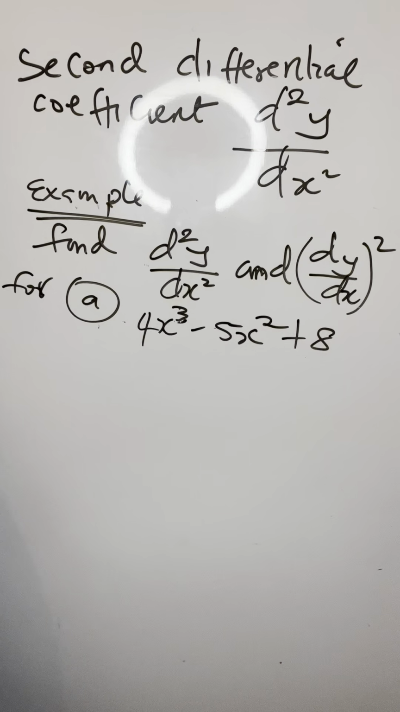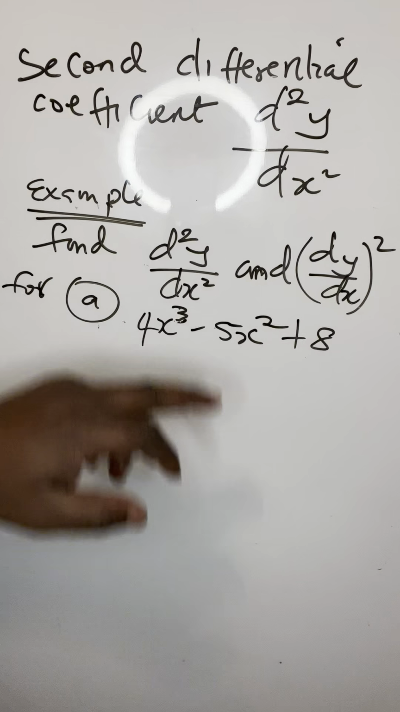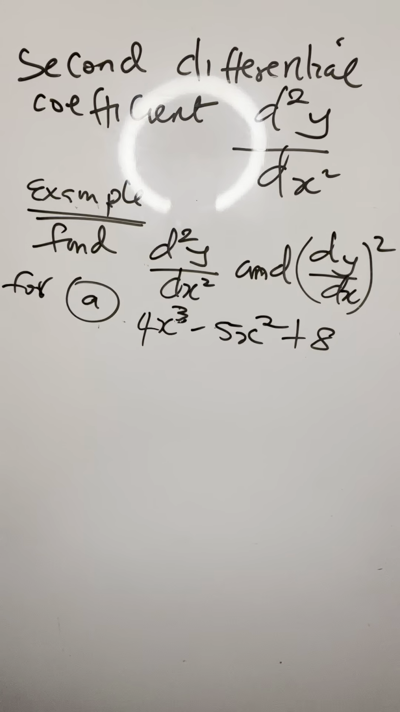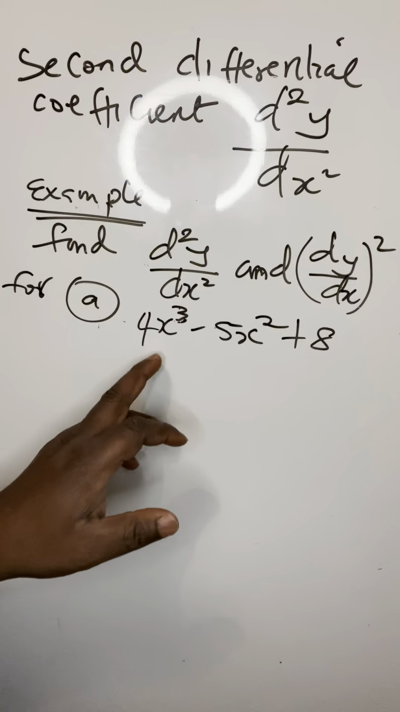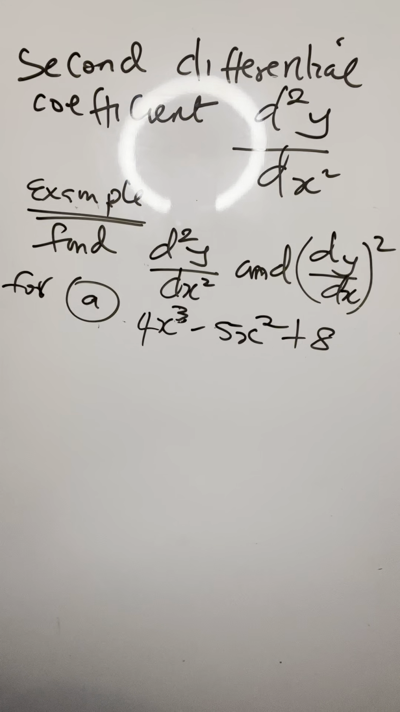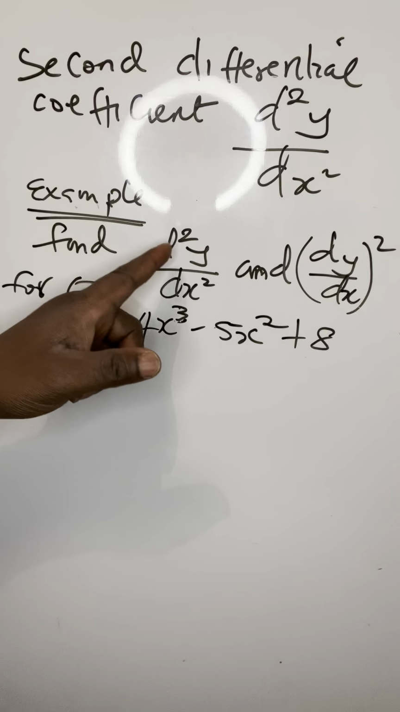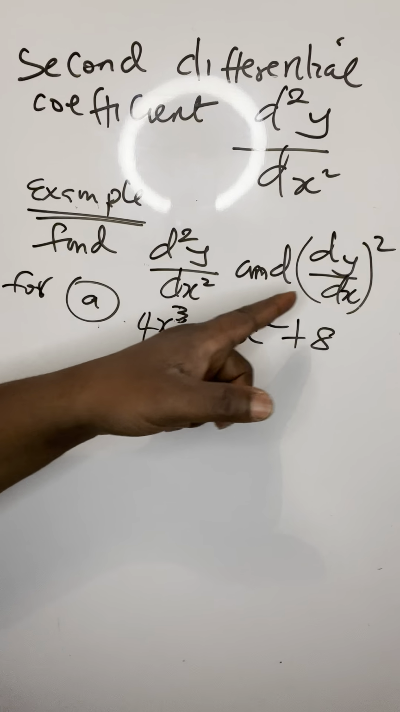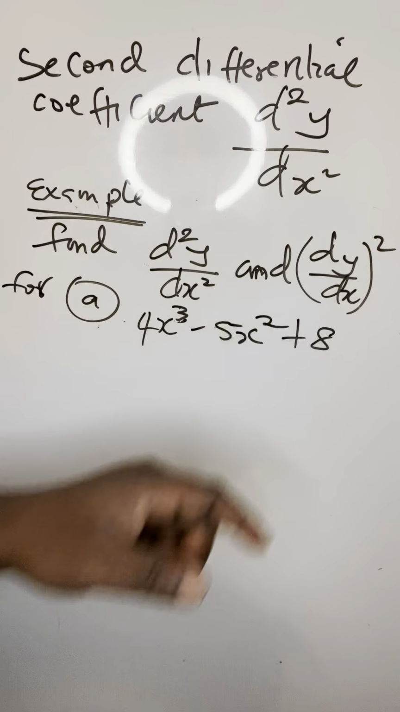Hello friends, today in mathematics I will be looking at the second derivative, or second differential coefficient, which is d²y/dx². I'll be looking at this question: y = 4x³ − 5x² + 8. The question says we should find d²y/dx² and (dy/dx)².